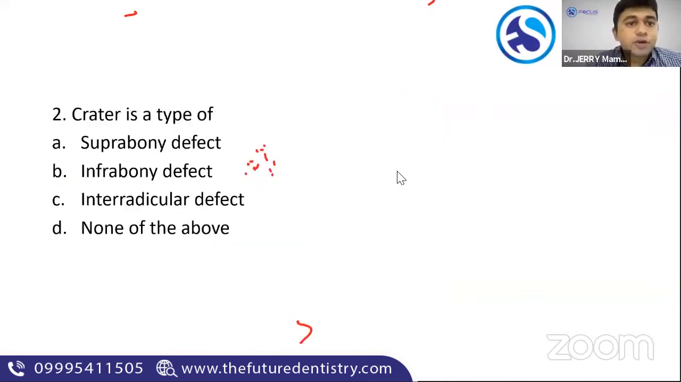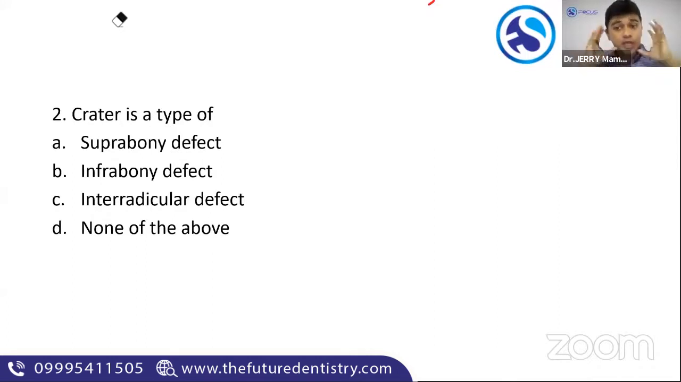Question number two. Crater is a type of what defect? To know this, first you should know all the types or the classification of bony defects that you see in periodontal lesions. Does anybody know the answer to this? The options are suprabony defect, infrabony defect, interradicular defect, and none of the above. Some of you are giving correct answers, some of you are giving wrong answers.